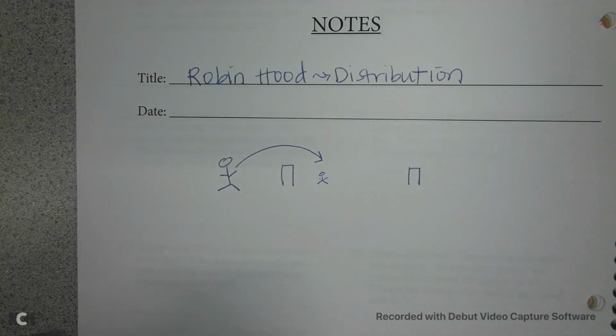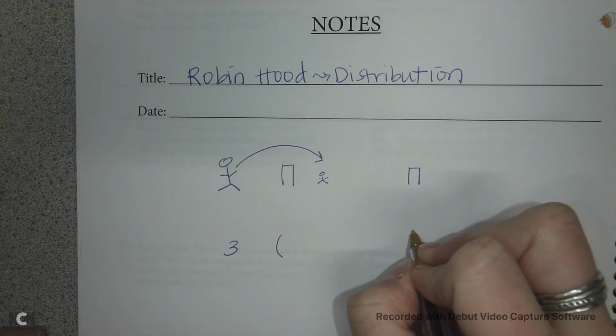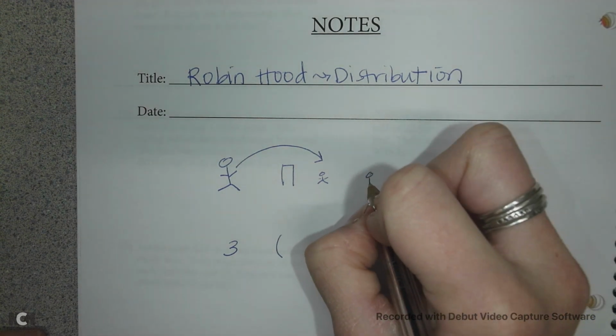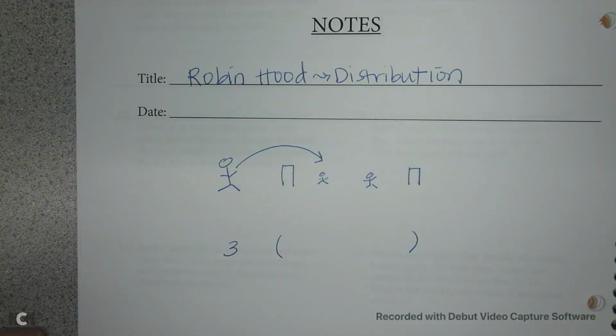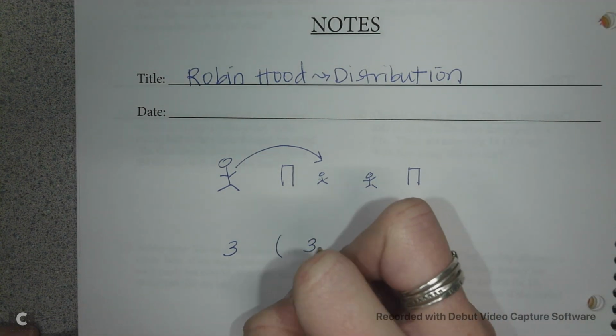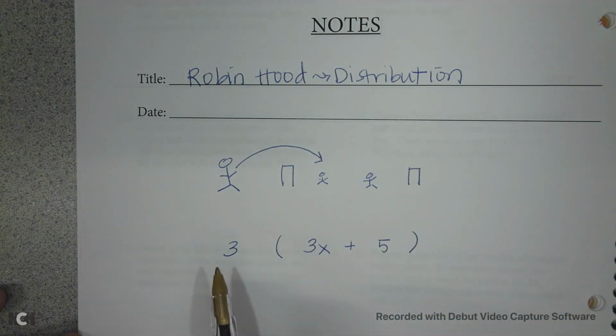So for distribution, we have some sort of number, and we have parentheses, which are going to be our castle walls, and then we have other stuff on the inside that represents these cute little people that are hanging out on the inside. So for example, we have like 3x and 5. Okay, so this is what a typical distribution problem will look like.